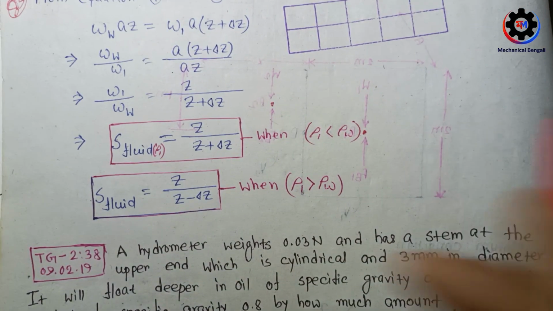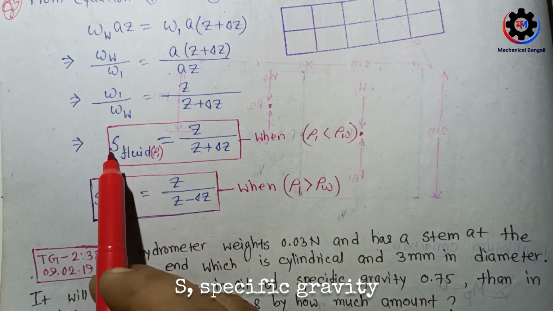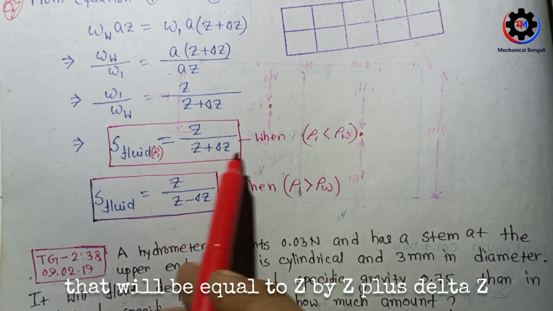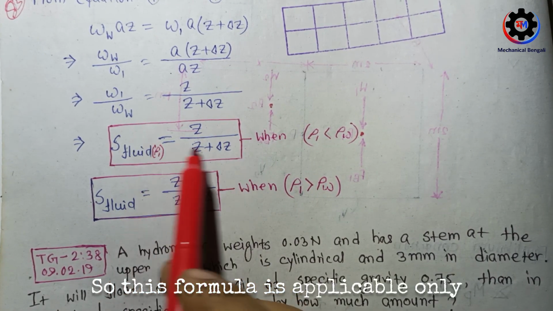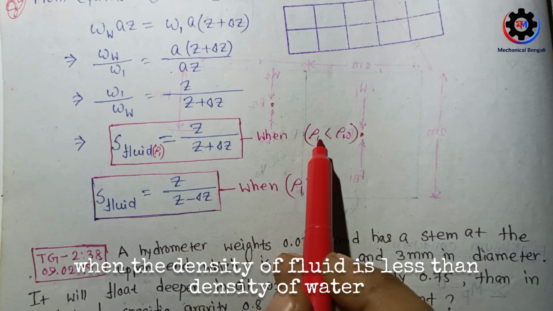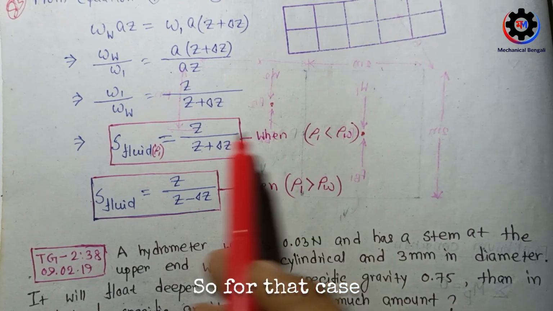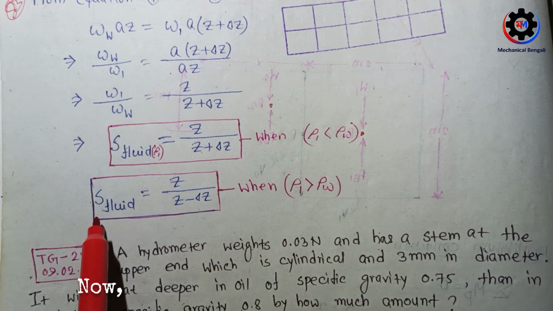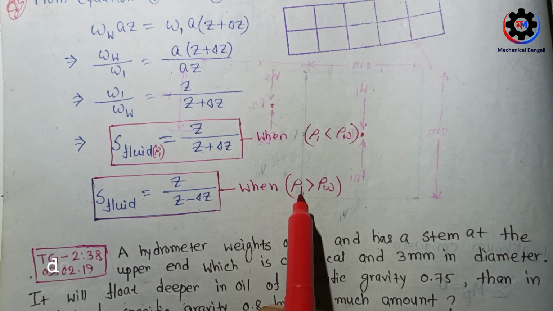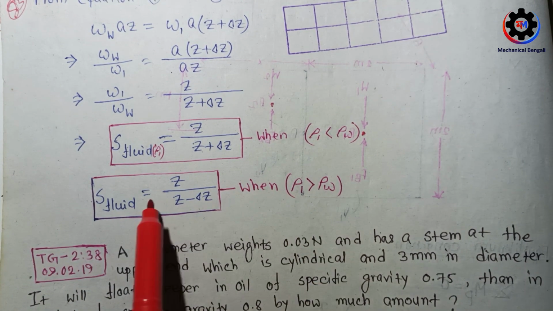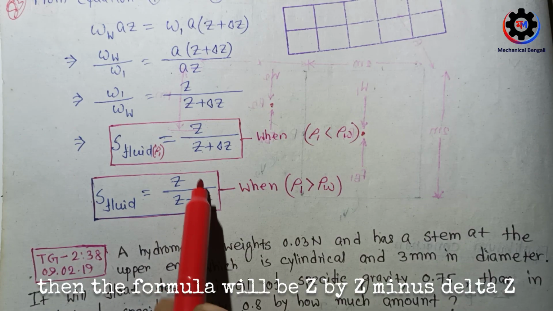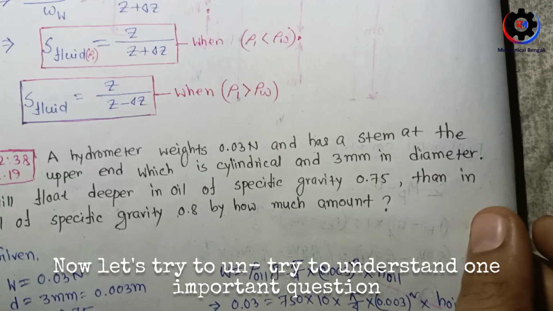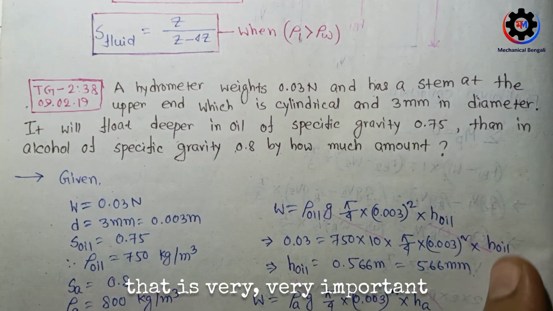So from here, the specific gravity S of the fluid, that is rho 1, will be equal to Z by Z plus delta Z. This formula is applicable only when the density of the fluid is less than the density of water. If the density of the fluid is greater than the density of water, then the formula will be Z by Z minus delta Z. So this is the important formula. Just remember this formula.